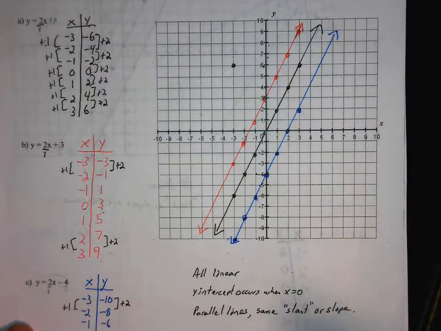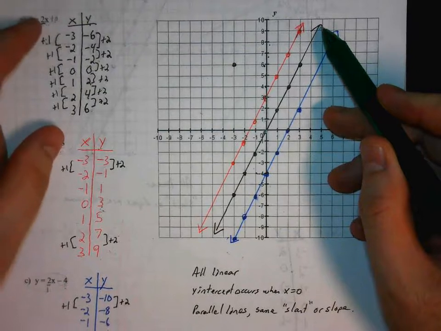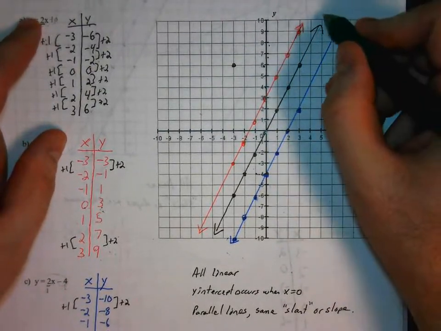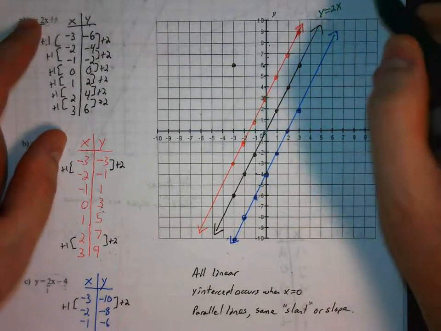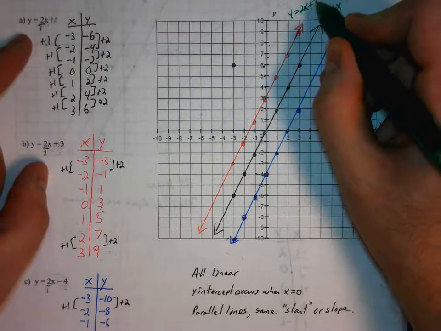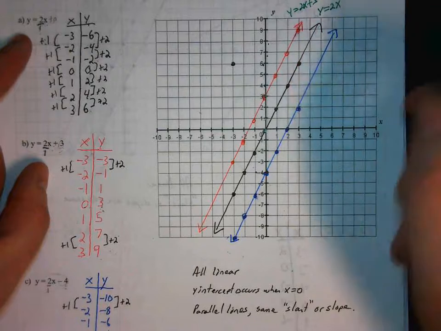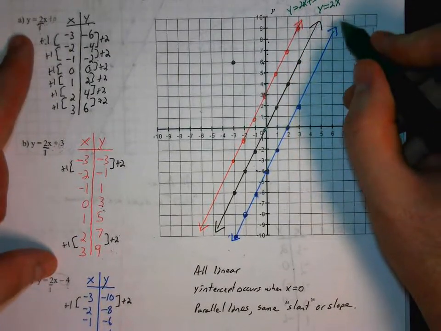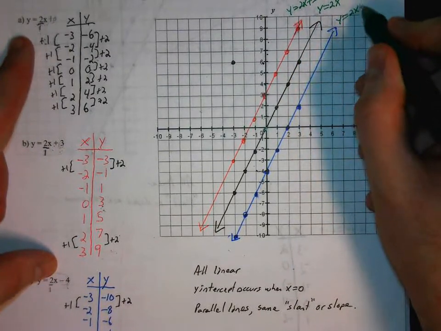Here the black one is y equals 2x. And the red one was y equals 2x plus 3. And then y equals 2x minus 4 is the blue one.